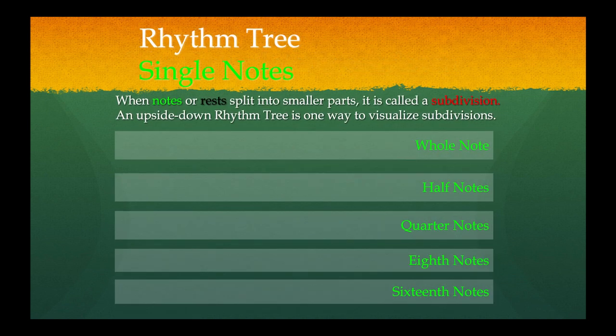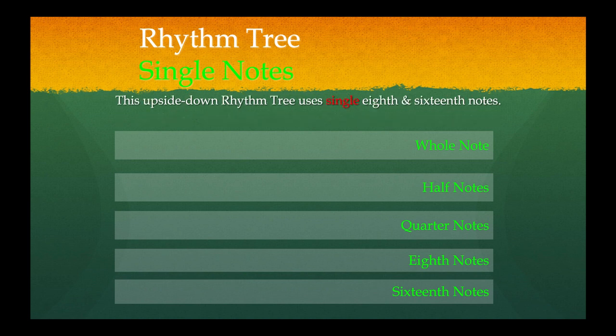When notes or rests split into smaller parts, it is called a subdivision. An upside-down rhythm tree is one way to visualize subdivisions. This upside-down rhythm tree uses single eighth notes and single 16th notes. We start with our whole note. The whole note can then be split or subdivided into 2 half notes. It takes 2 half notes to equal 1 whole note.